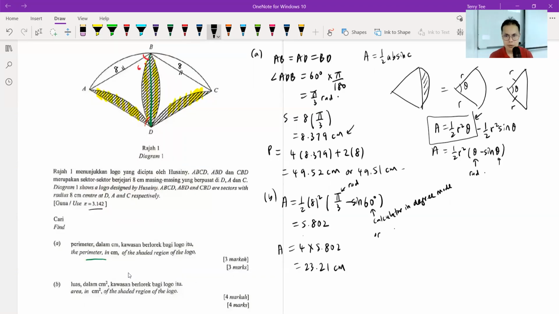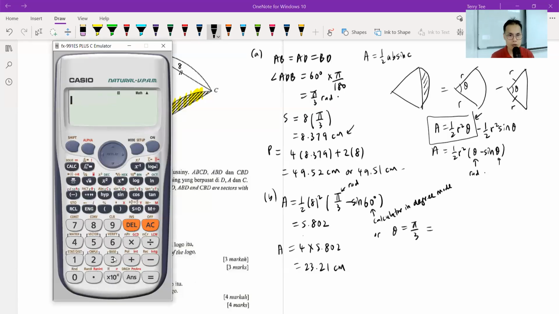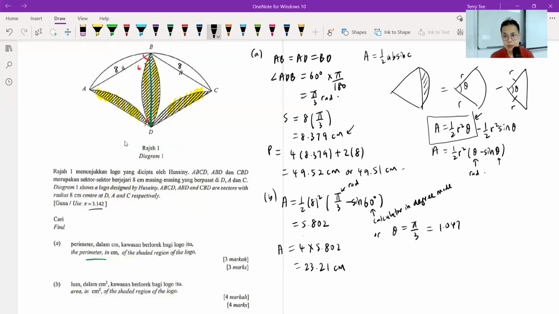Some students may say, might as well I just change this to radian. And then I just take 3.142, I divide by 3. But if you were to do that, use small decimal point, 1.0473. And then when I use my calculator, I use half r squared, theta is 1.0473 minus sine 1.0473. But to do this, the calculator must be in radian mode, because I'm finding sine 1.047 radian, not 1.047 degree. Yeah, there's a big difference.